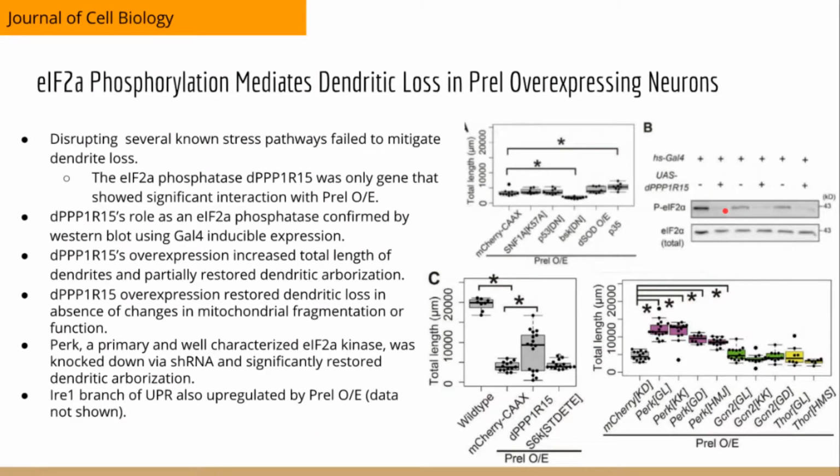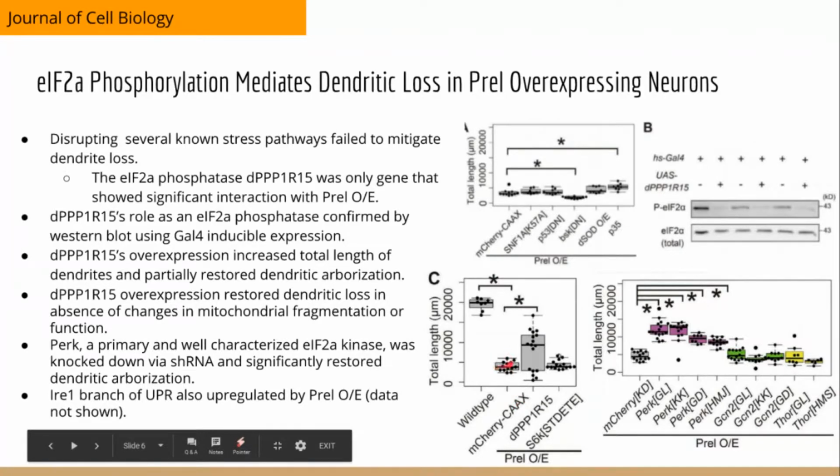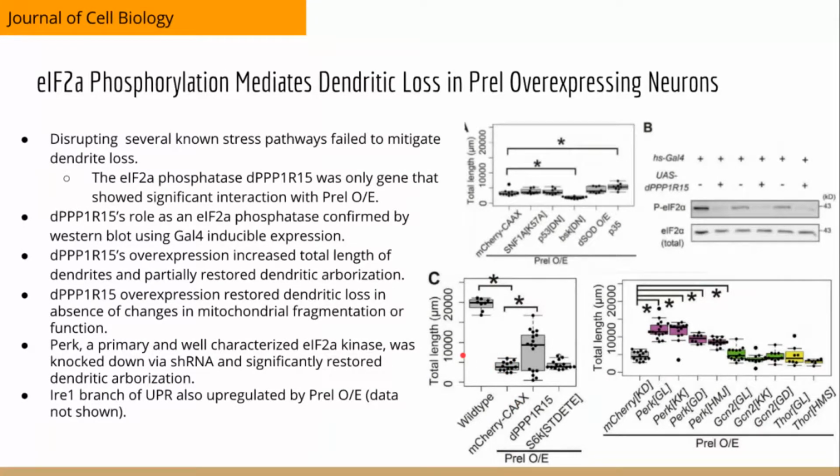They then took this inducible system as well as a second DPPP1R overexpressing model, and they found that when DPPP1R15 was upregulated by either mechanism, it significantly increased the total length of dendrites. So this was just one figure showing this. There were a couple others, and the mCherry-CAX is a control for the number of transcripts that were in there.